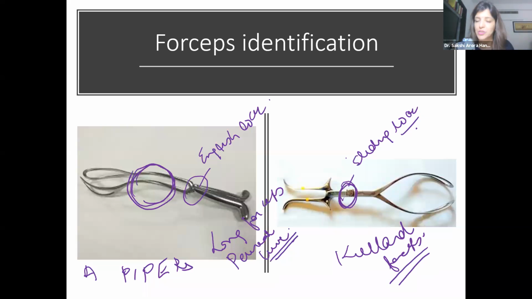This is Kielland's forceps. Another unique thing about Kielland forceps is that normally forceps cannot rotate the head of the baby. Kielland forceps can rotate the head of the baby. So it is a rotational forceps, although it is outdated. Now it is no longer used. So I hope you will understand how to identify Piper's forceps and how to identify Kielland forceps.